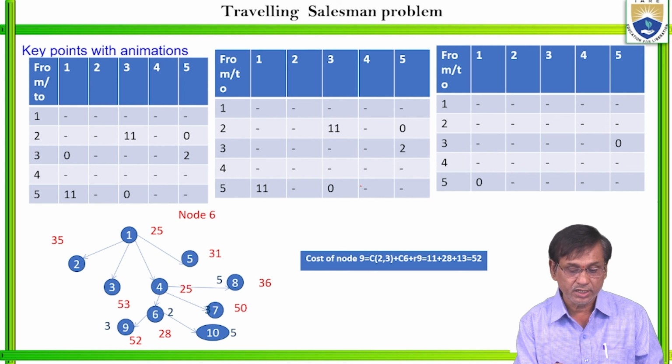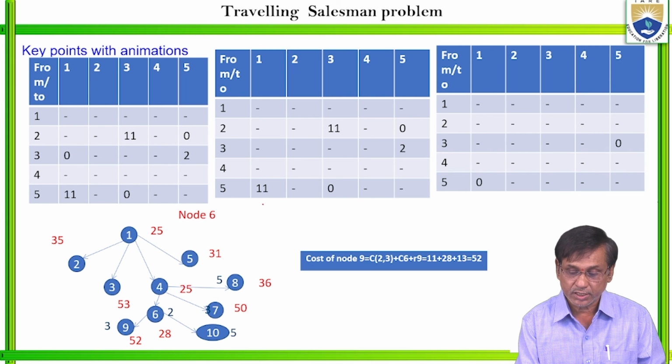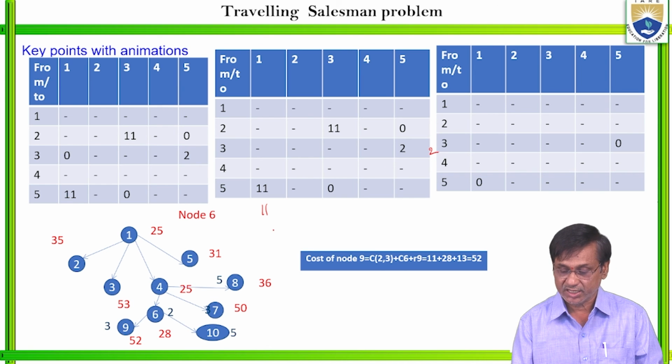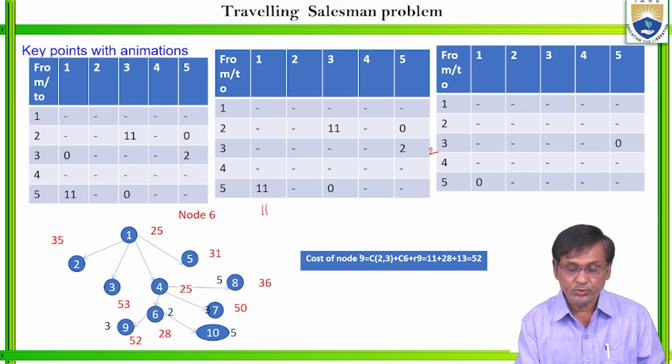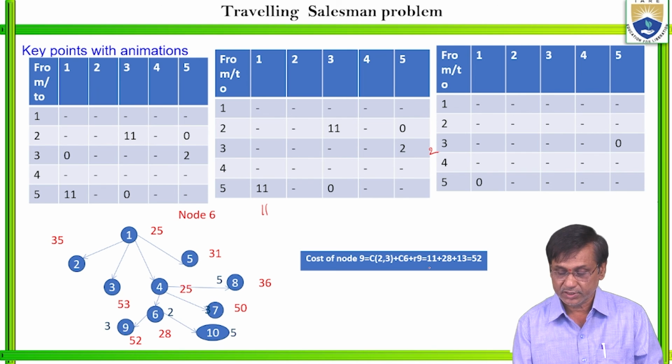So you can see here the reduced values after modifying it. Now here you can reduce 11, here we can reduce 2, the total is 13. So the cost of node 6 is 28, then 30, and C of 2 to 3, 2 to 3 is 11. So that you can find out the cost of node 9.